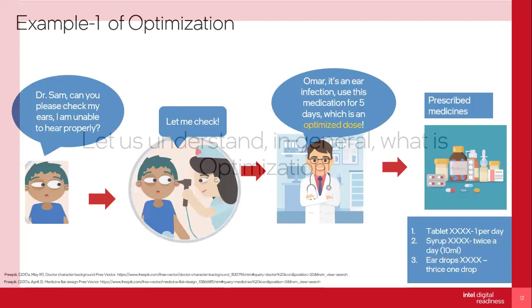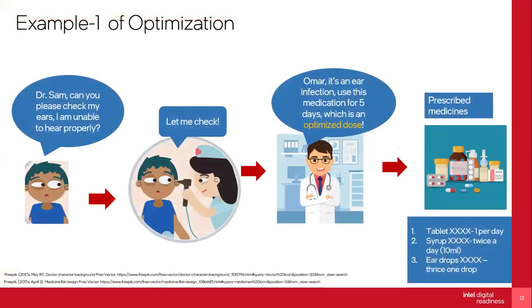So here is an example of optimization, just to give you a clear idea. Sam, can you please check my ears? I'm unable to hear properly. Okay, so the doctor will check and describe the optimized dose: the prescribed medicines, tablets, syrups, eardrops, everything. If you use these doses, your ears will be cured of the infection, right? So optimized dose means as much as you need just to cure it, right?